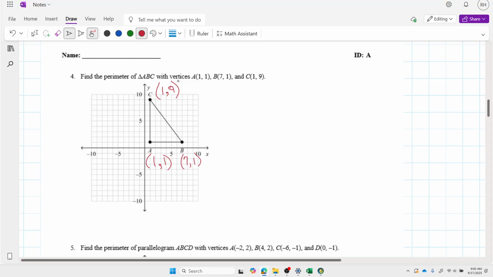All right, so side AC is vertical, isn't it? It's parallel to the y-axis. So you can either count the blocks, or you can take 9 minus 1, which is the y value. So what's 9 minus 1? 8. So this side AC is 8. Side AB is parallel to the x-axis. And again, we're going from 1 on the x-axis to 7 on the x-axis. So how far is it from 1 to 7? That's 6. So side AB is 6.